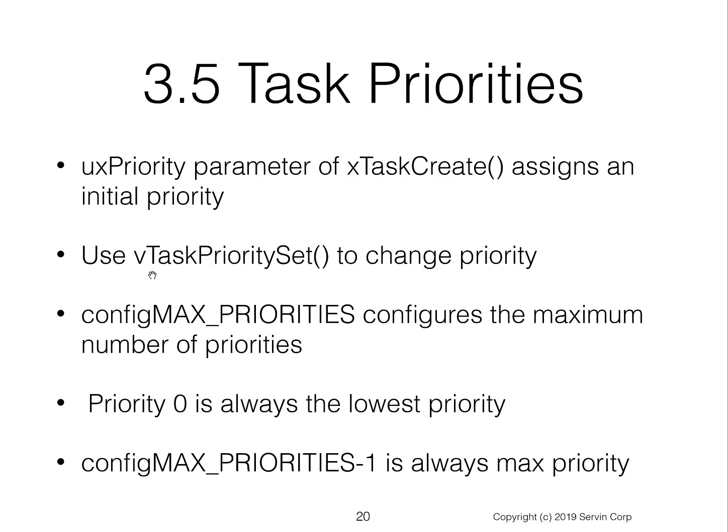But if you do need to change the priority, there's a task priority set, and you can actually change the priority of the task. As far as the number of priority levels, there's a config max priorities in the configuration file, and it has the maximum number of priorities. Priority 0 is always the lowest, so keep that in mind. And then config max priorities minus 1 will always be the maximum priority.